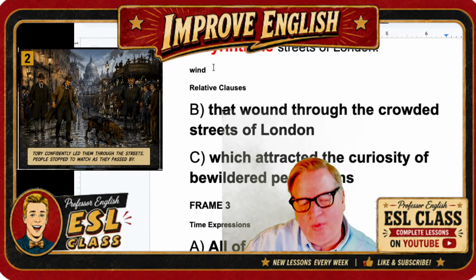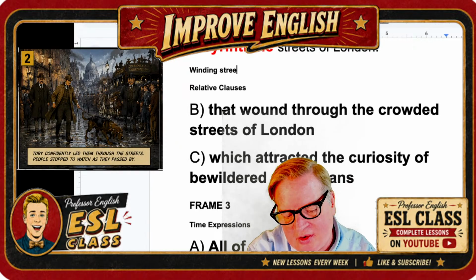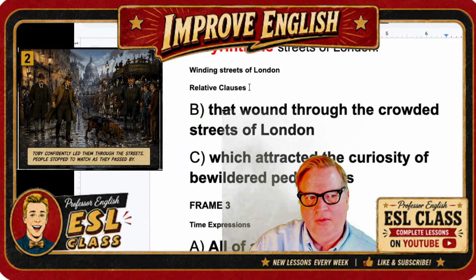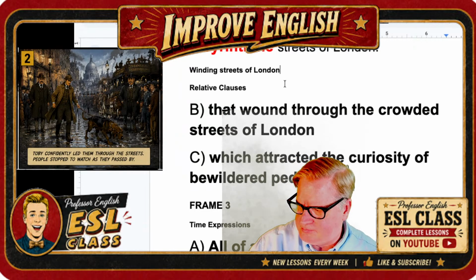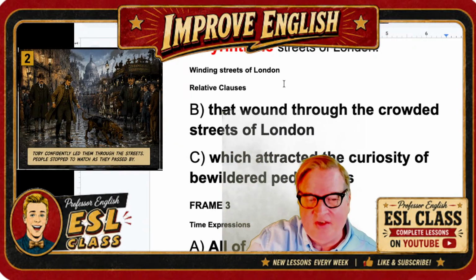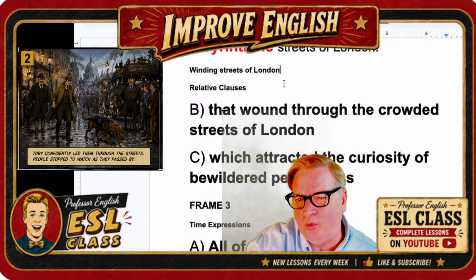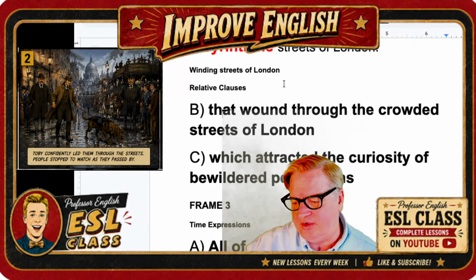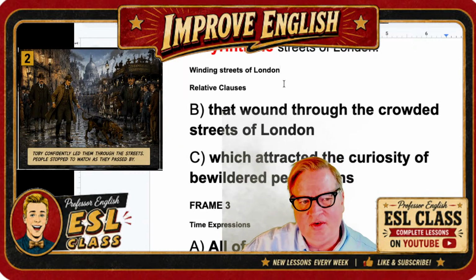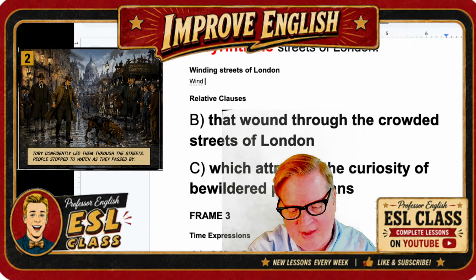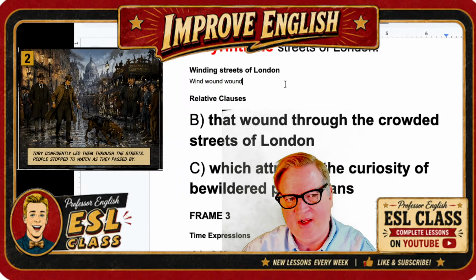What do you think it would mean if I said winding streets of London? It's not a straight street. It's like going in circles. Yes, it's used all the time to talk about something that isn't straight. A winding road, a winding river. That means it's not straight. It goes to the left. It goes to the right. It turns. It twists. It does all kinds of things. And wind is irregular. So you have wind, wound, wound. Okay.